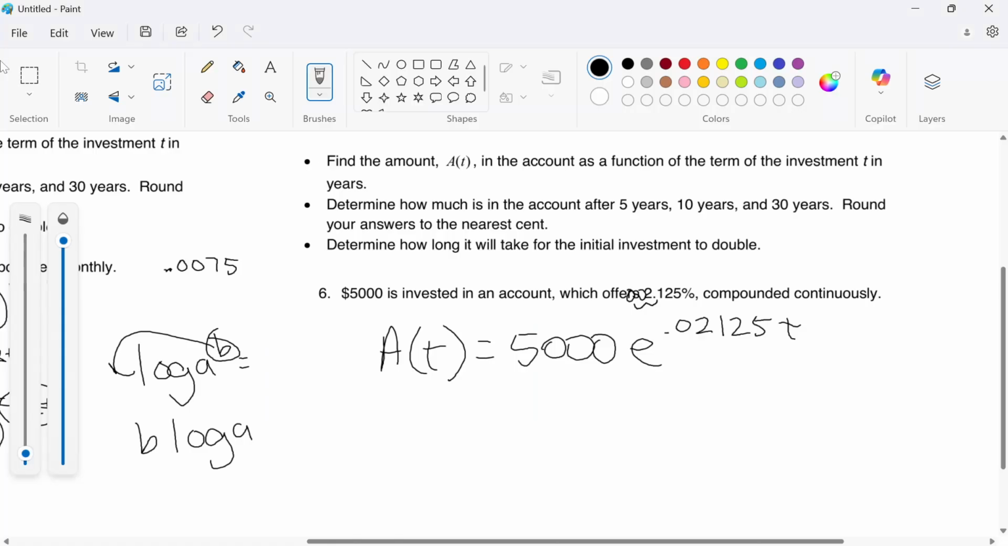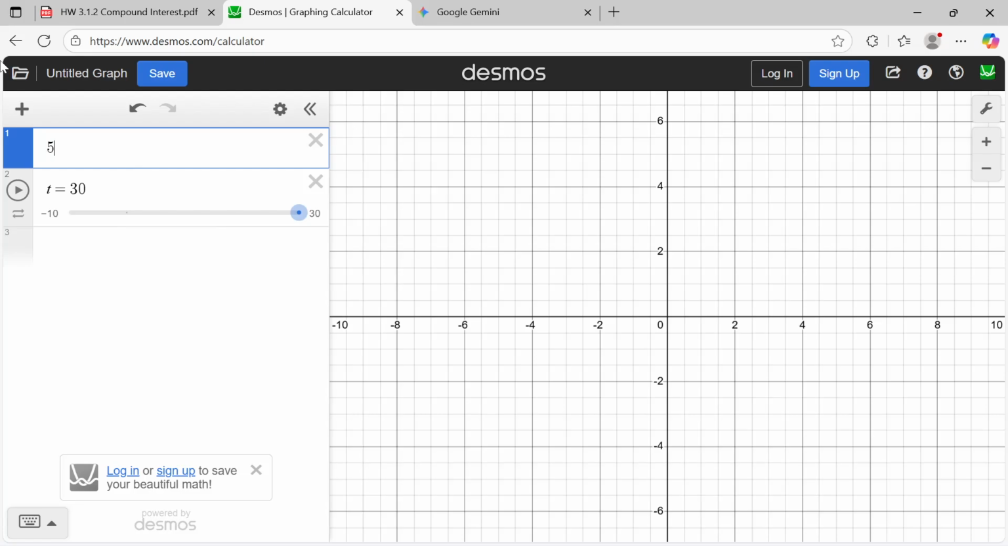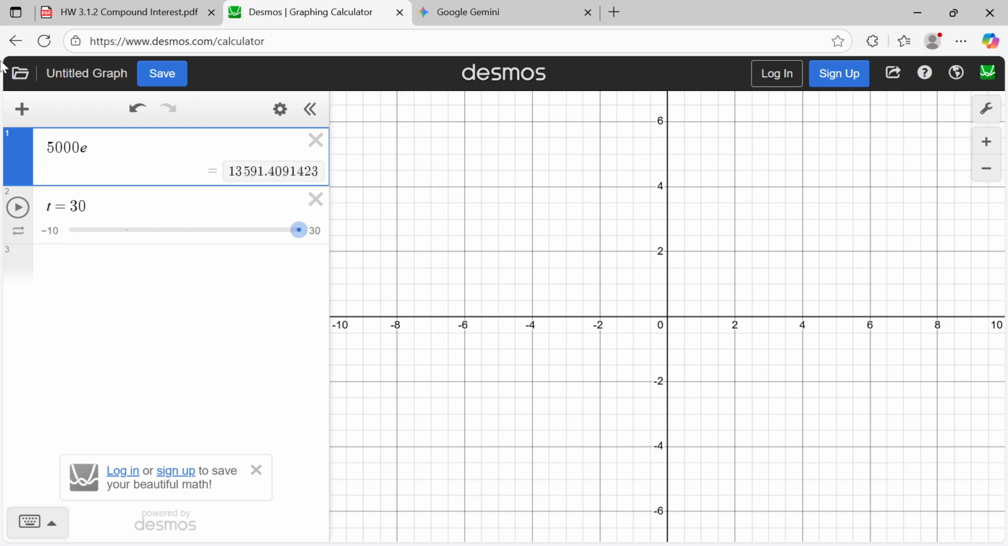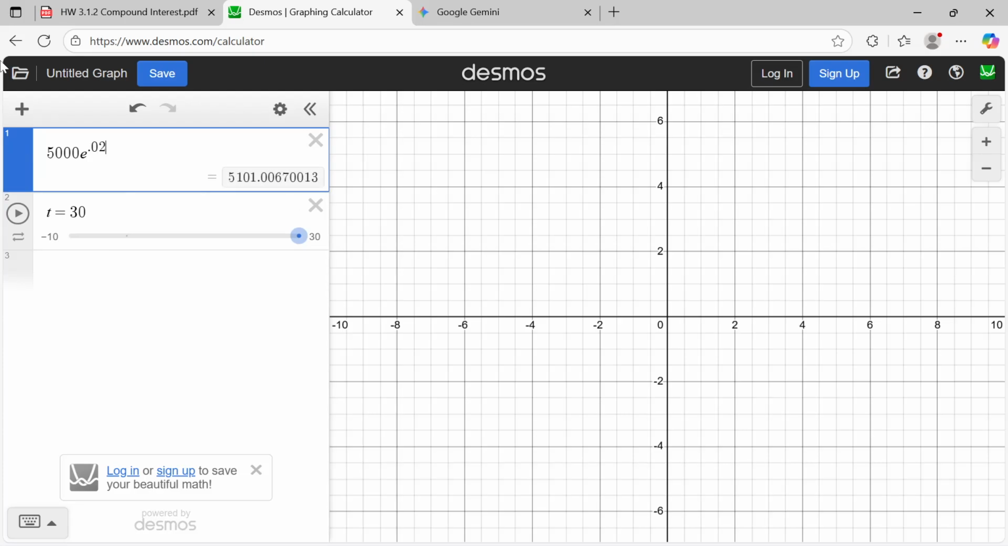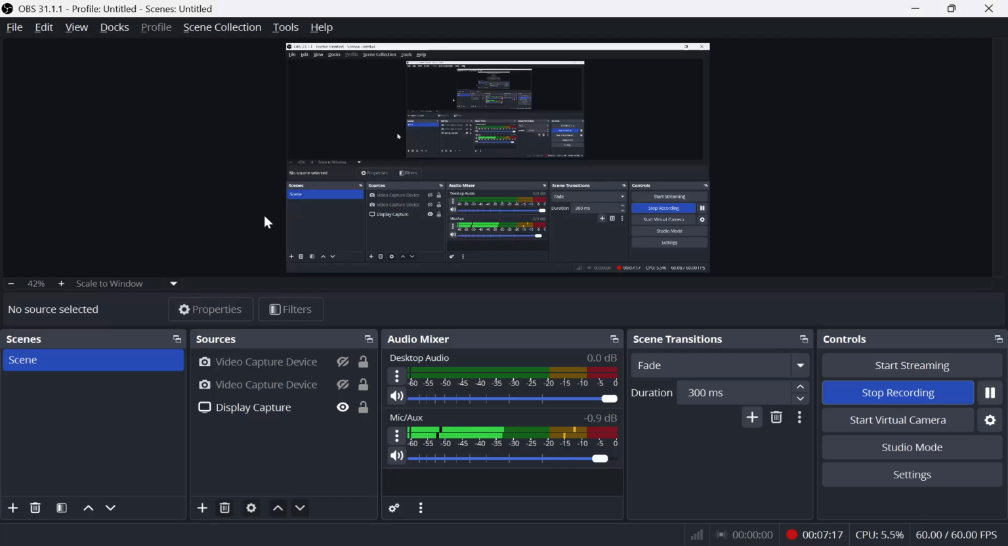And then if I want 5, 10, and 30 years, I'm going to do Desmos again. I have 5,000 times e raised to the 0.02125t. And t is 30. I've already got 30 up there. $9,458.73. If t is 10, $6,183.83. If t is 5, $5,560.50.